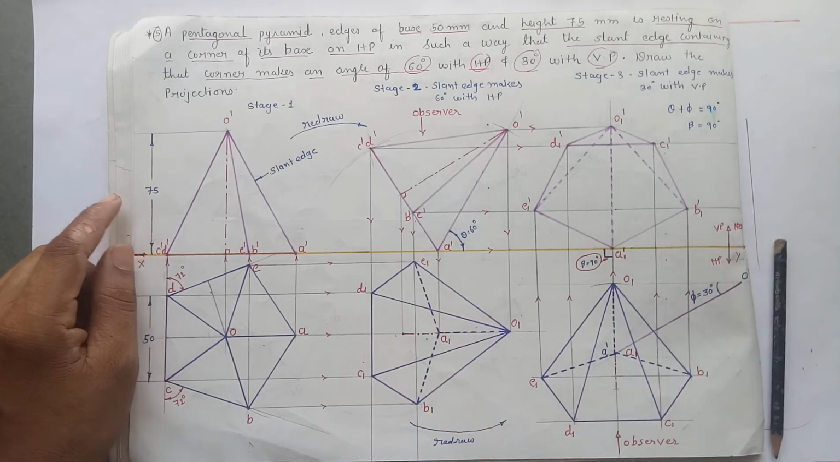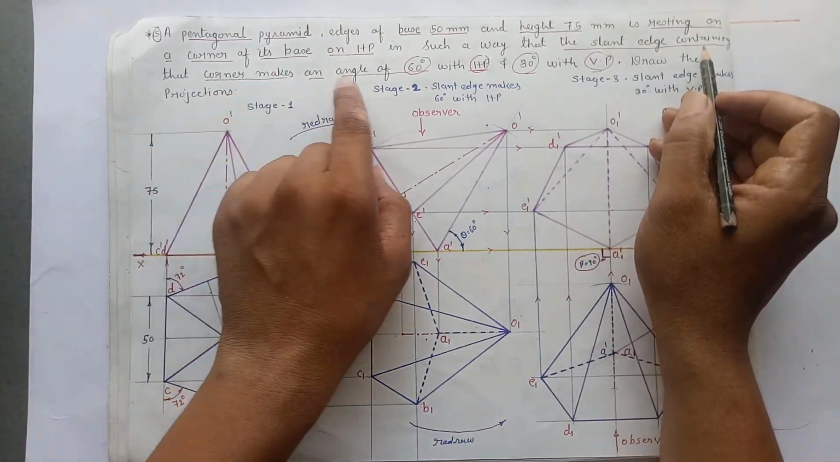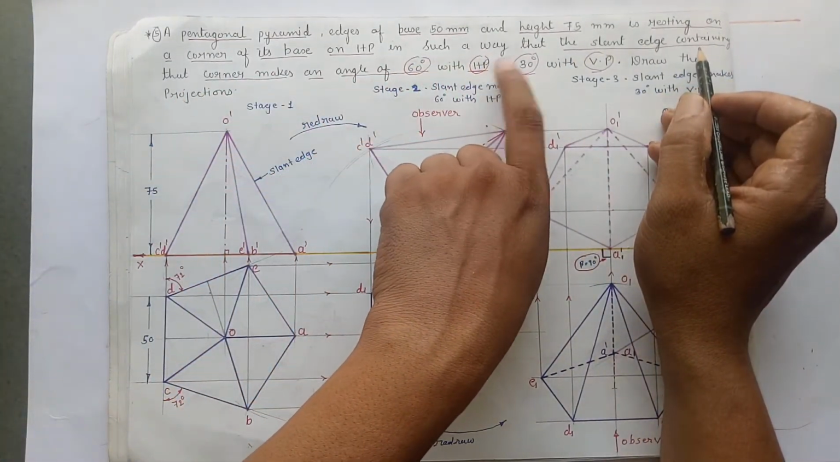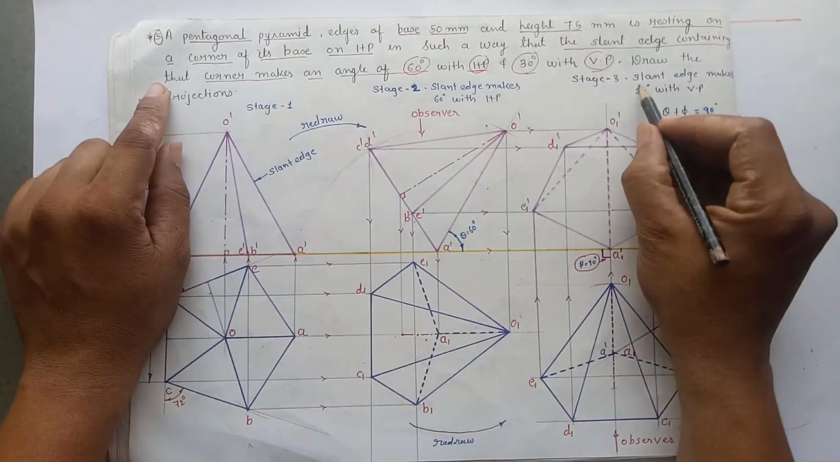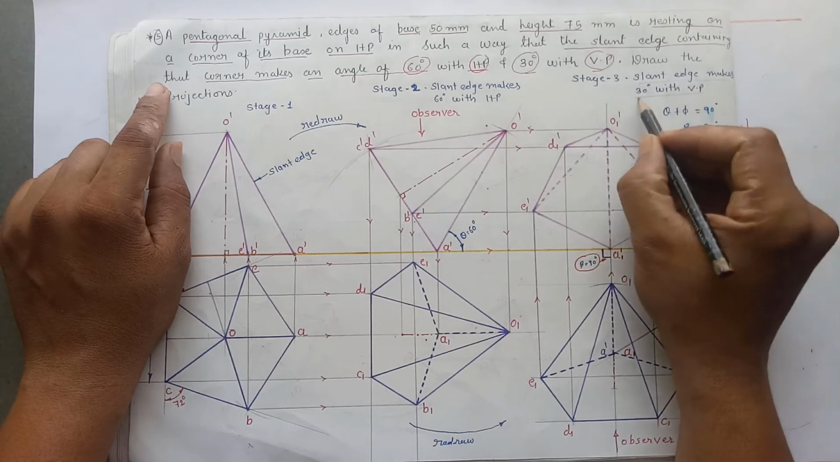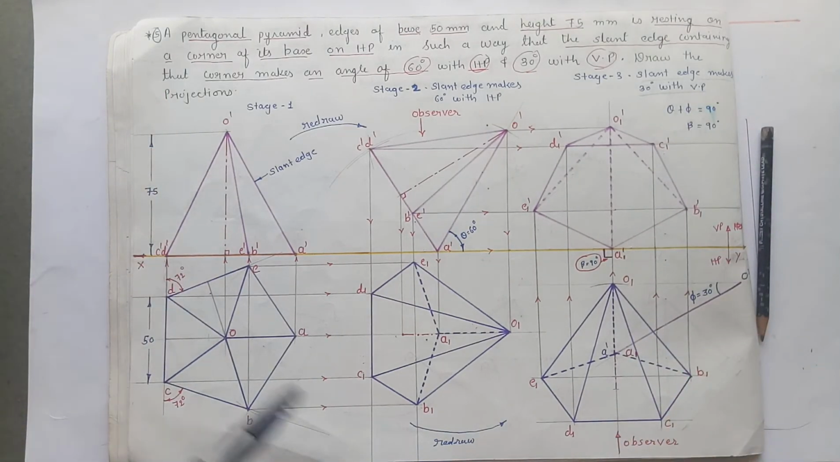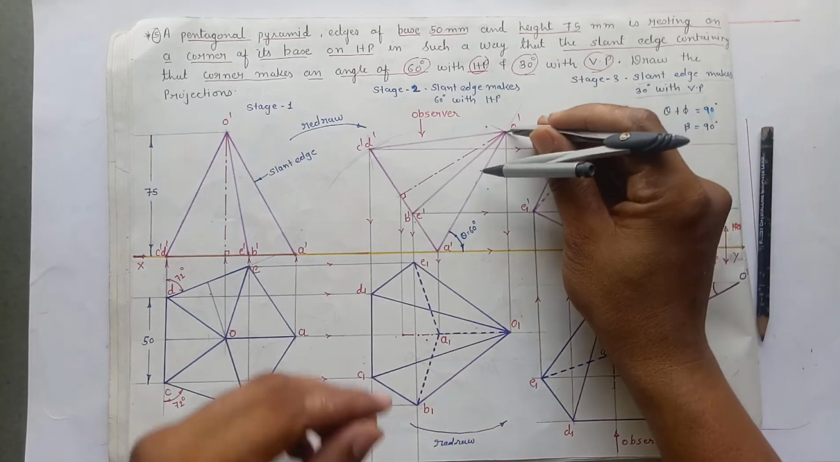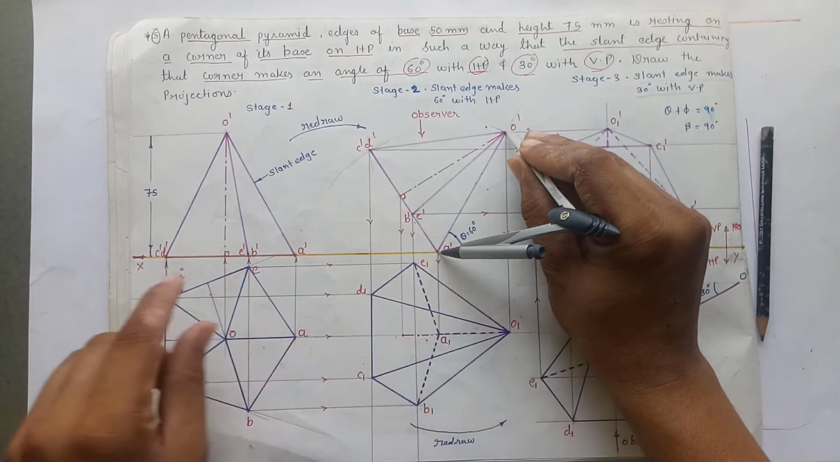Now the third stage. Here it is given that the slant edge containing the corner makes an angle of 60 degrees with HP and 30 degrees with VP. The slant edge containing the corner makes an angle of 30 degrees with VP. It is the slant edge, not the plan of the slant edge. So here the slant edge containing the corner makes an angle of 30 degrees.